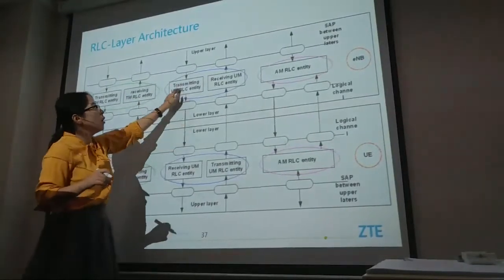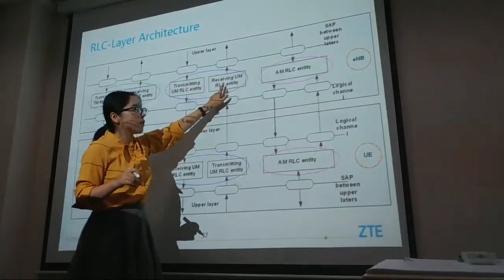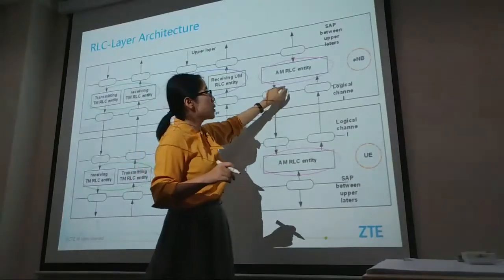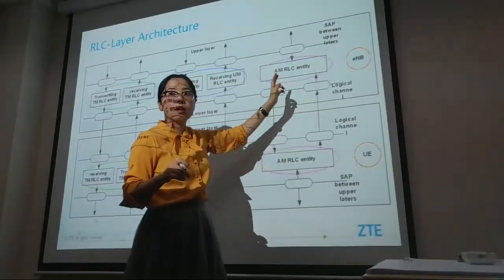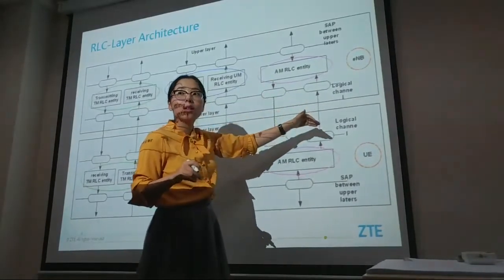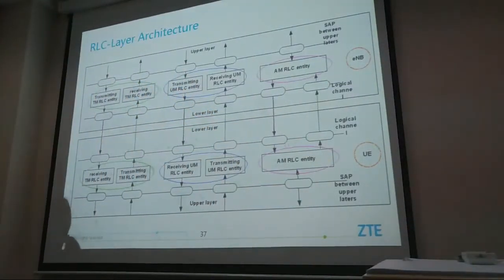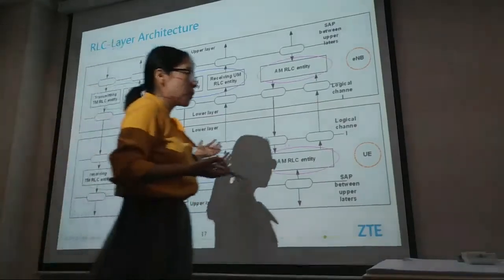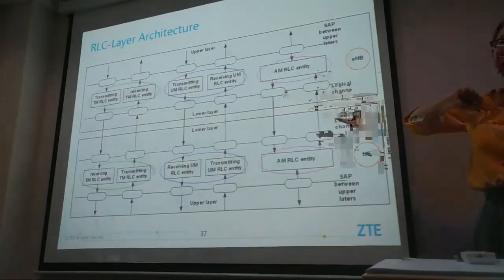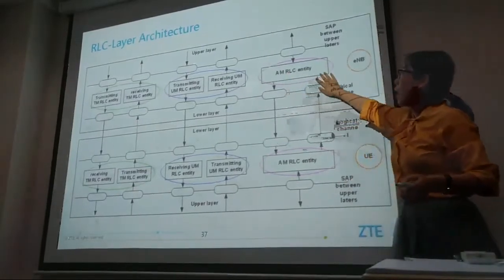And for the UM mode, it also has two entities, one transmitting, one receiving. But AM mode is different. There is only one entity. Why is there only one? You can think about what I said before. What is AM, UM, TM? From this picture, you can also see that for the UM and TM, there are two entities, but for AM mode, there is only one AM RLC entity.